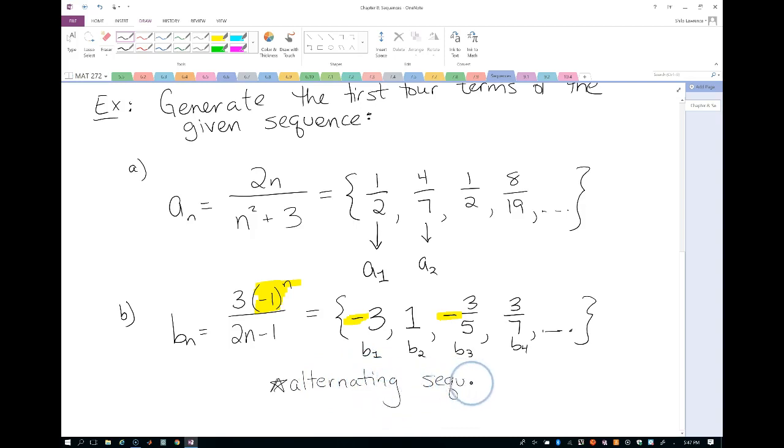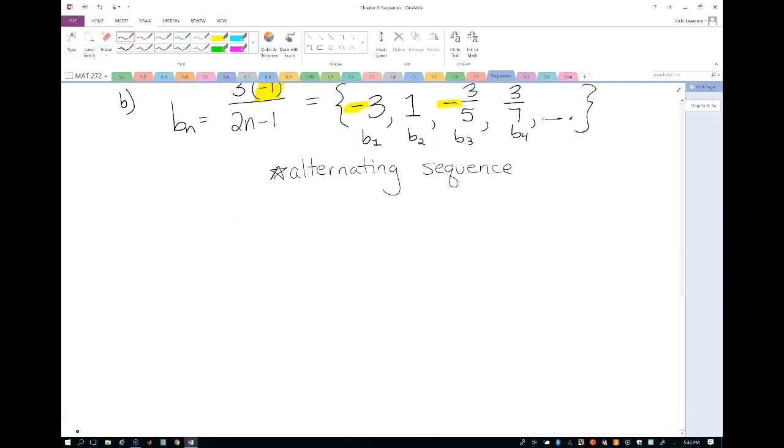We'll also see that when we start talking about series, and that name will still hold. It would still be considered alternating. So anytime we see a negative 1 to the n power used in the expression for our sequence, we know that our terms are going to be alternating.